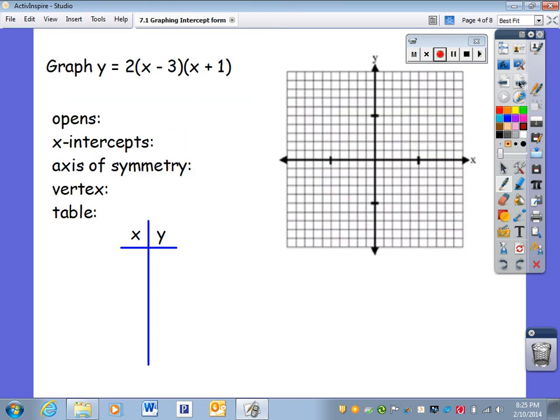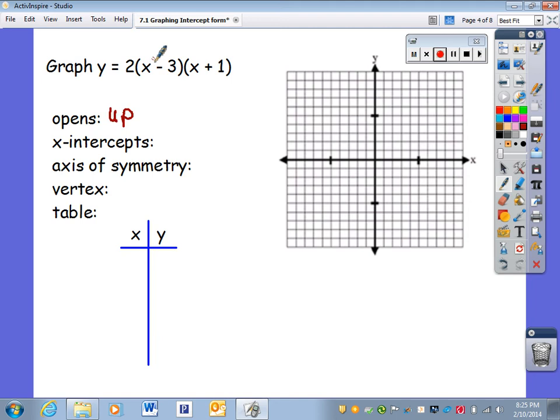Let's begin by graphing a parabola. So the first thing we want to do is to determine, by looking at the leading coefficient, if our parabola opens up or down. Our parabola has a positive leading coefficient, so it's going to open up.